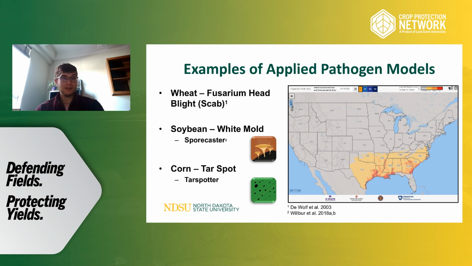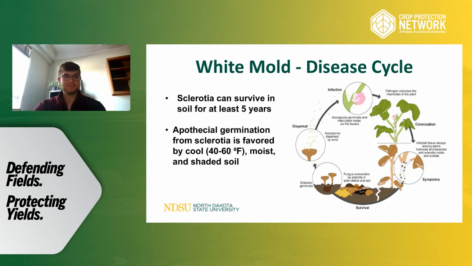Two additional applications, which have been developed into smartphone apps, are called Sporecaster, which is looking at soybean white mold, and then Tar Spotter, helping to predict tar spot on corn. And both of these, Sporecaster and Tar Spotter, I'll walk through with a little bit more detail.